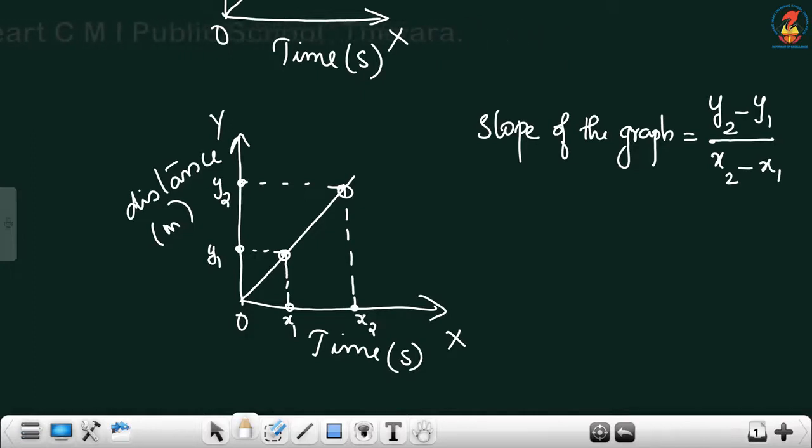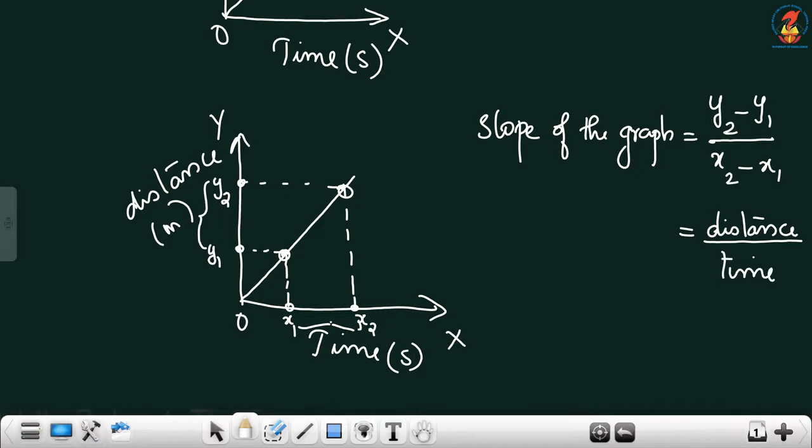Now you check y2 minus y1. Which physical quantity is represented along the y-axis? Distance. Along the y-axis we will represent distance. So y2 minus y1 means this much, that is equal to distance. Then x2 minus x1 means this much, that is time.